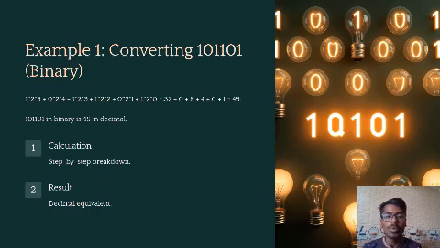Example 1. Converting 101101 binary to decimal. First of all, 1 into 2 to the power 5 plus 0 into 2 to the power 4 plus 1 into 2 to the power 3 plus 1 into 2 to the power 2 plus 0 into 2 to the power 1 plus 1 into 2 to the power 0 is equal to 45. 101101 in binary is 45 in decimal. Calculation step by step, write down result, decimal equivalent.